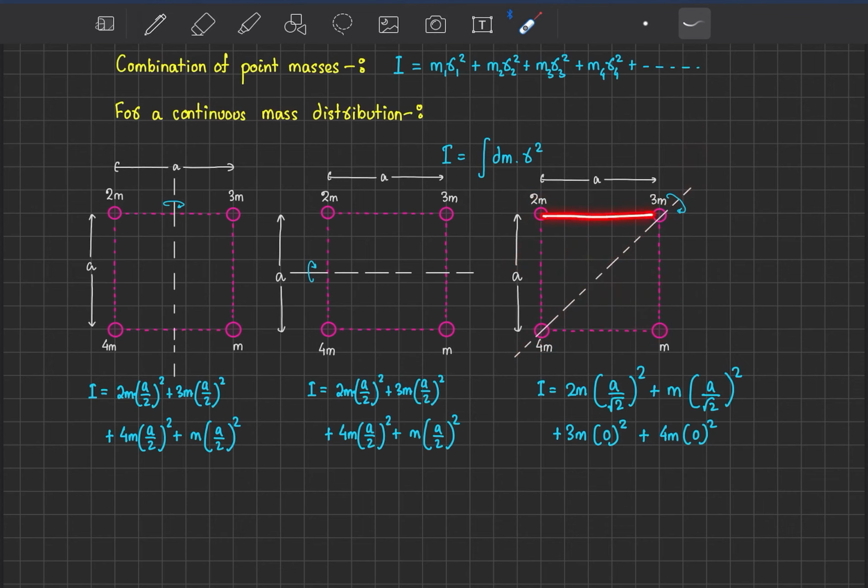Now, if this side is a and this side is a, then this diagonal will be root 2 a, right? Half of it will be root 2 into a by 2, which is a by root 2. We will put this a by root 2 here. We have written 2m into a by root 2 square plus m into a by root 2 square. But for 3m and 4m, the distances are 0, so we have added 0 square. This is how we calculate the moment of inertia if the object is made up of some point masses.